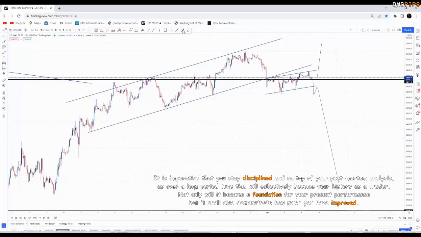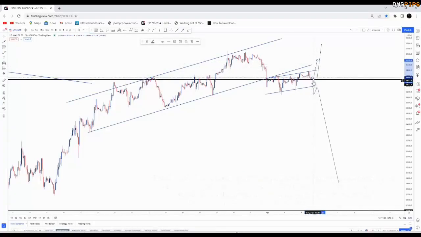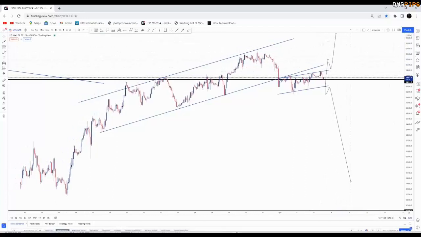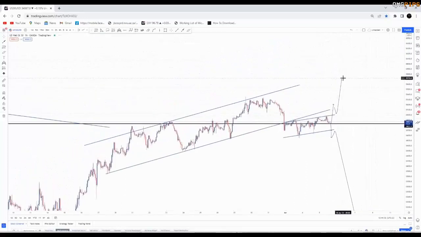But if the market respects this level and breaks in, remember that I taught you something like that. I said there's breakouts and break-ins. So if it breaks in the structure, we're going to expect the market to come retest this level before we can actually start going to the top. So these are the two possibilities on the market.